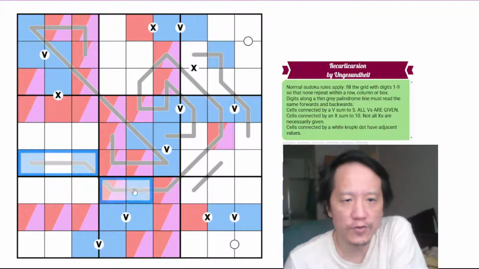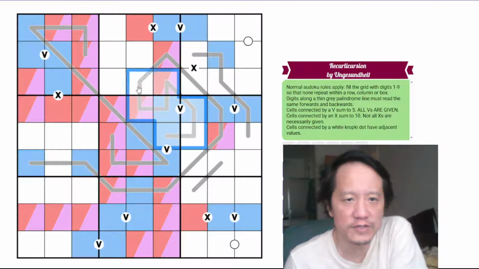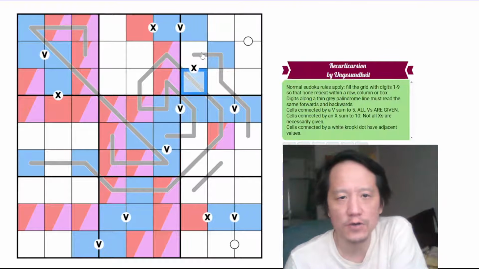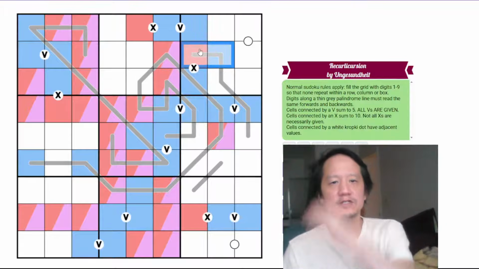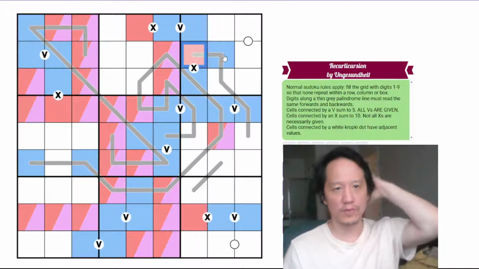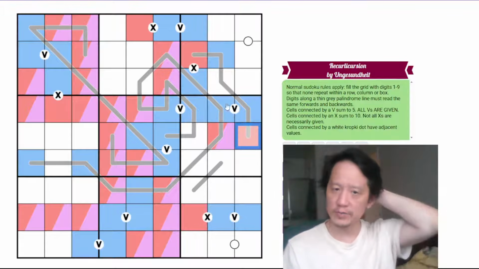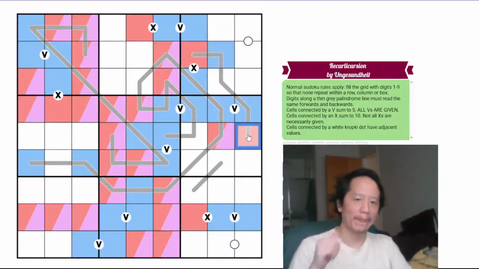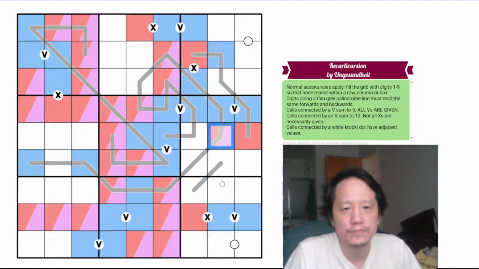1, 2, 3, 4, 5, 6, 7, 8, 9. 1, 2, 3, 4, 5, 6, 7, 8, 9. So this is low, which forces this to be high because it adds up to 10 with a low digit. Therefore, this must be high because it's the same digit. These digits are the same. Okay, what else do we have?